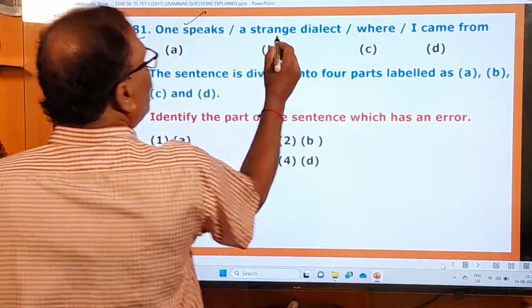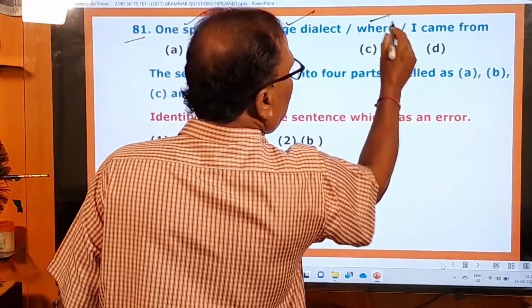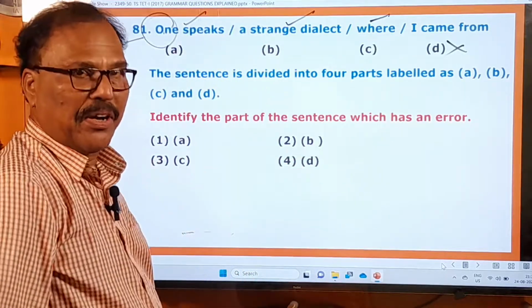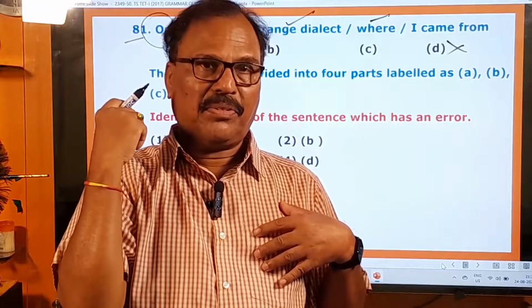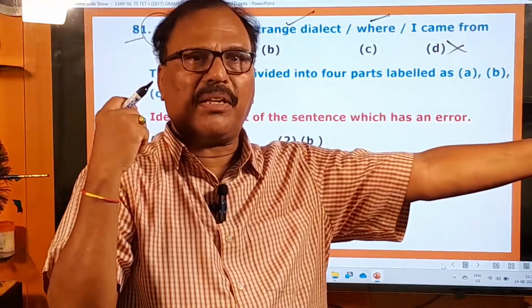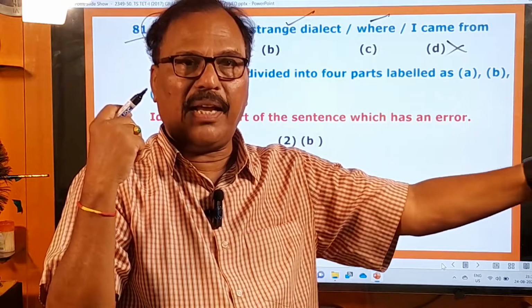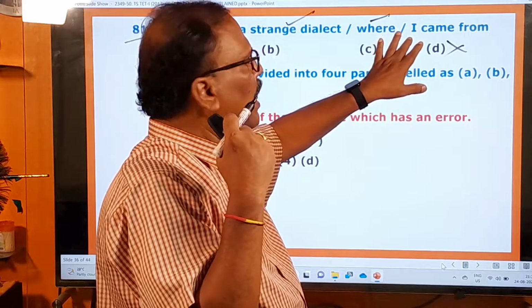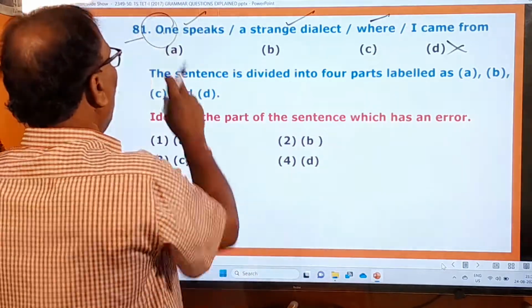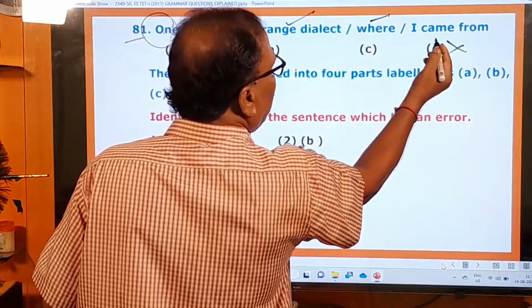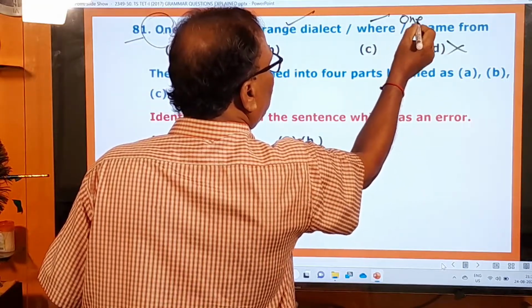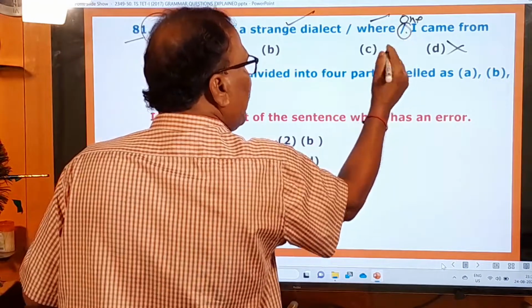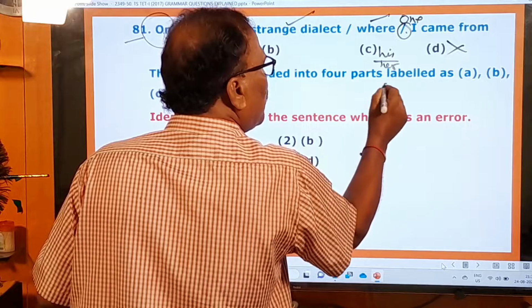One speaks, correct. A strange dialect, correct. Where, correct. I came from, this is wrong. It is because the sentence is beginning with one. One is a pronoun. When the sentence begins with one, in the later part of the sentence, there must again be one. There should not be he or any other pronoun. Here, one speaks a strange dialect where I came from; it should be where one came from. After one, one must be there. If at all there is his or her, you should say one's.